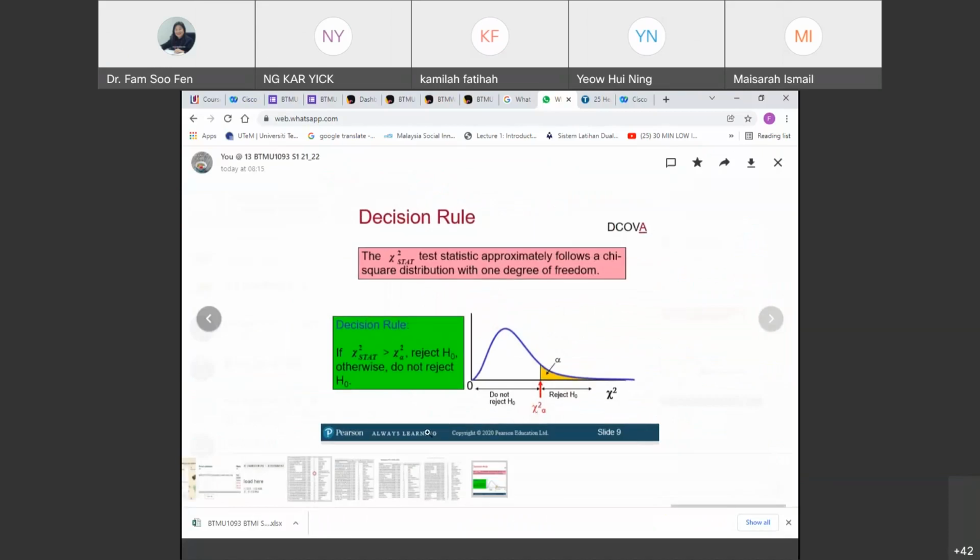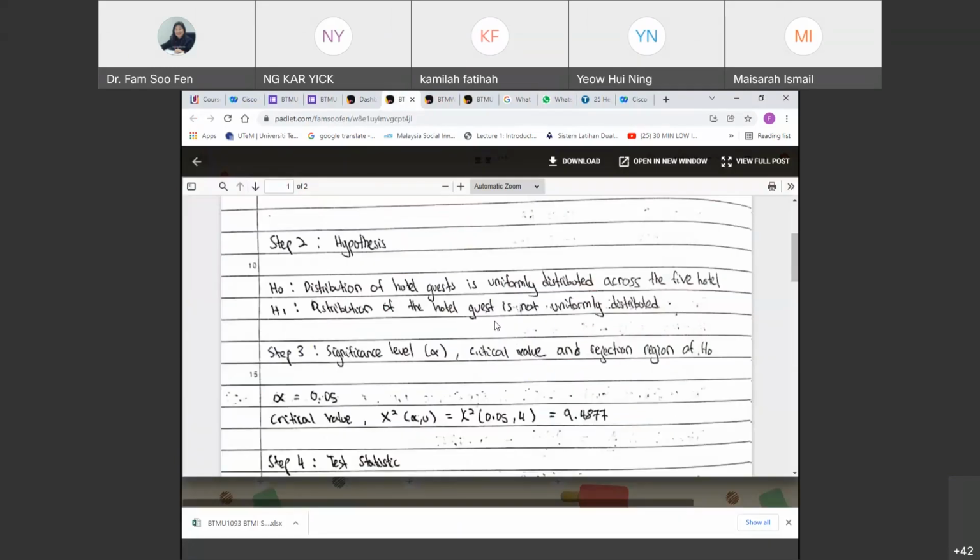You have to write here: if the chi-square C is more than this one, reject H naught. Or you draw this diagram. I hope you can see, right? So this one is for you to draw in step 3. In step 3. Alright, so therefore you have lost marks, yeah? You lost your marks. Okay. So next.